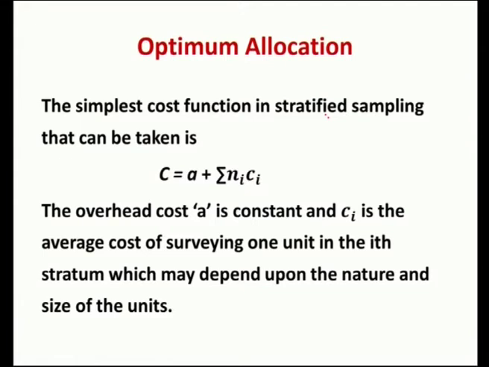The simplest cost function here assumed in optimum allocation is C is equal to A plus summation Ni Ci, where A is the overhead cost and it is a constant, and Ci is the average cost of surveying one unit in the ith stratum, which may depend upon the nature and size of the units. We will discuss this method of optimum allocation.